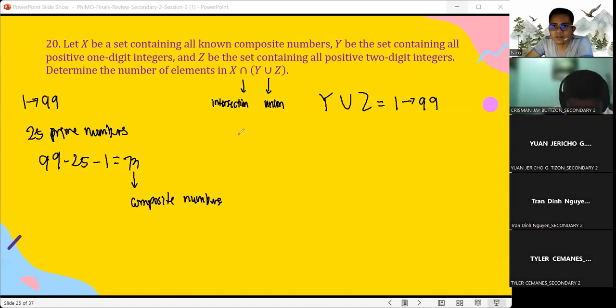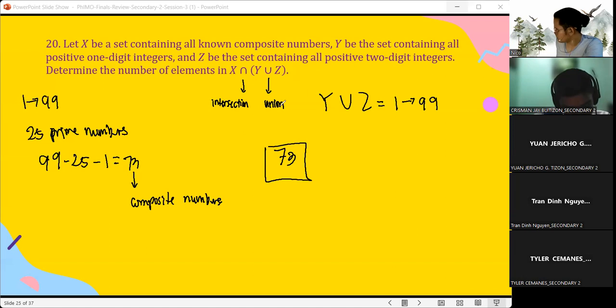So when you say intersection, it's just the common between them. So what's the common between them? It's the 73. 73 here is the answer. Again, the one here is for not including one, diba?